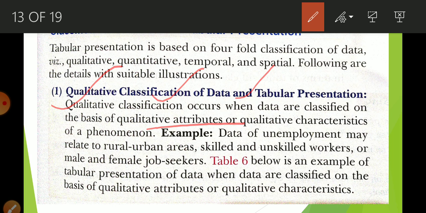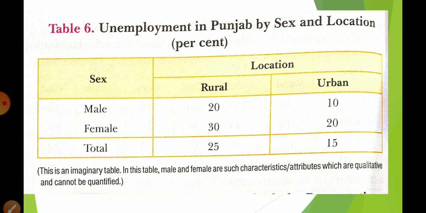And in tabular presentation, like we are going to represent number of students on the basis of skilled, unskilled, rural, urban, employed, unemployed, job seeker, female, male. So these are the examples of qualitative classification. Okay, here it is given: unemployment in Punjab by the sex and location.